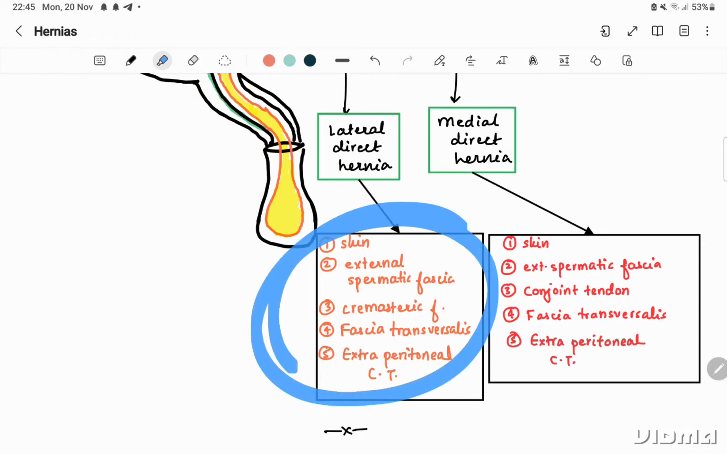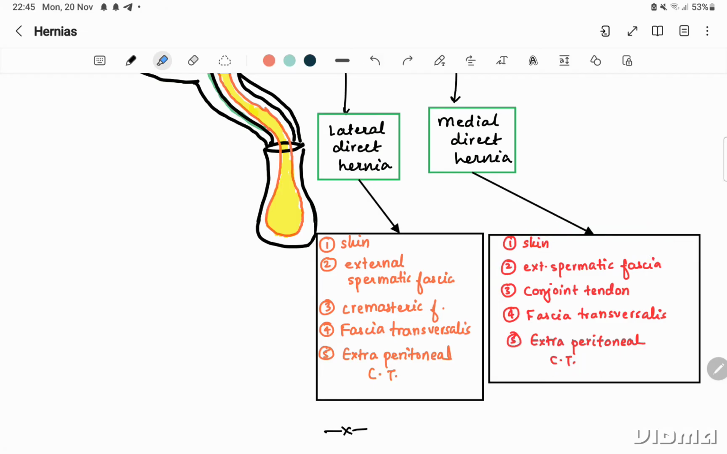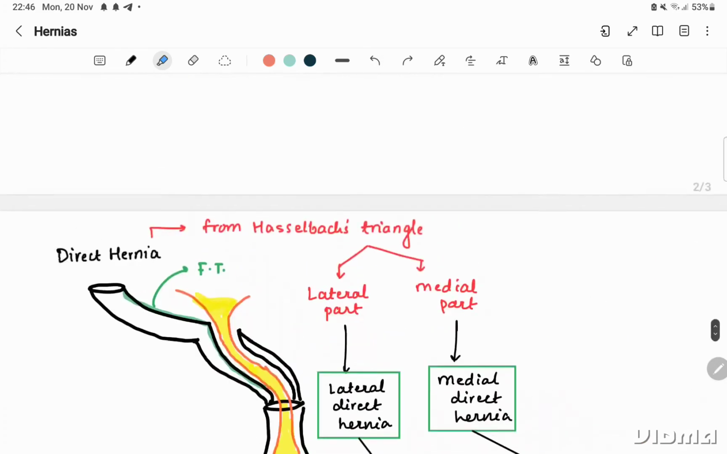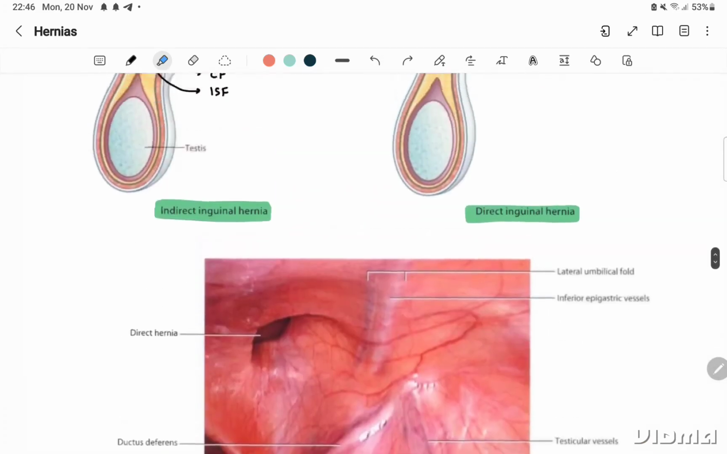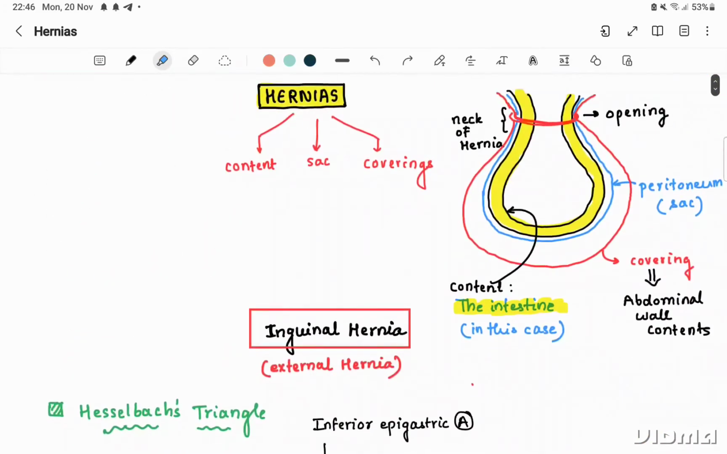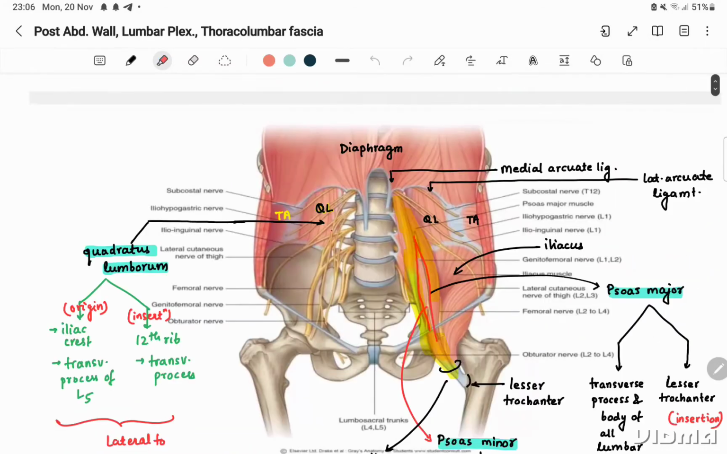So you can get an idea of all the structures that are there. The skin is common, the external spermatic fascia is common, the cremasteric fascia is present in the lateral direct hernia but absent in the medial direct hernia, where the conjoint tendon is present, and the fascia transversalis and the extraperitoneal connective tissue are common. So one content is different, you can note it. After this, with direct hernia and indirect hernia, we come to the end of the hernias, and let's now move on to the next part.